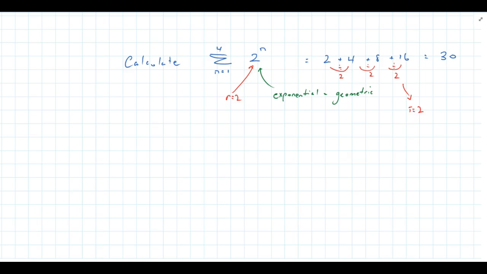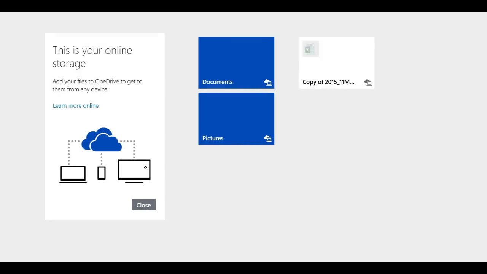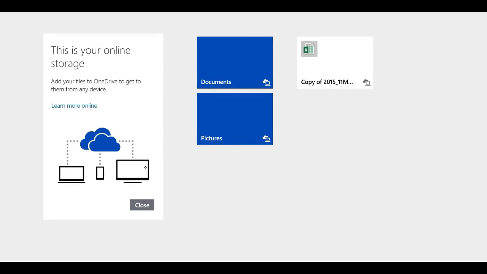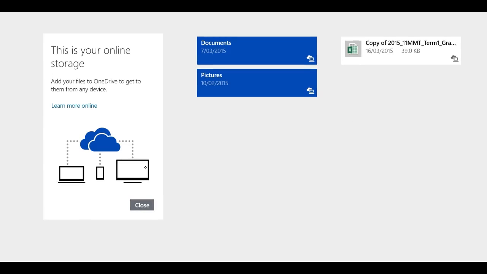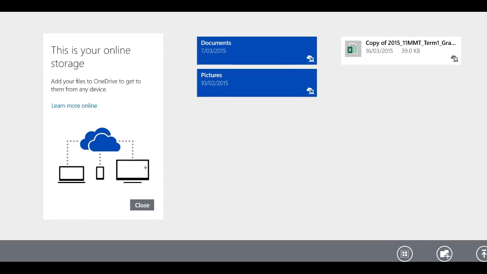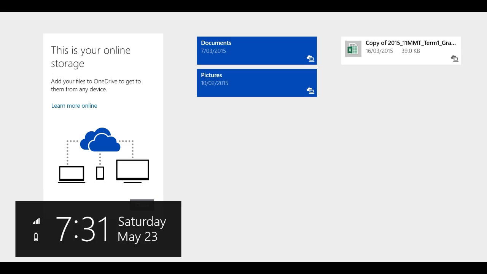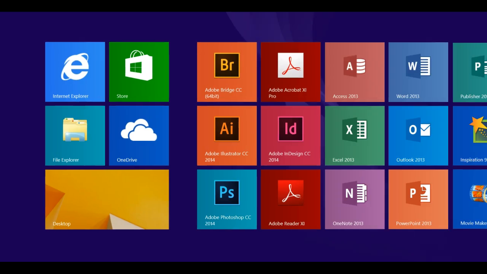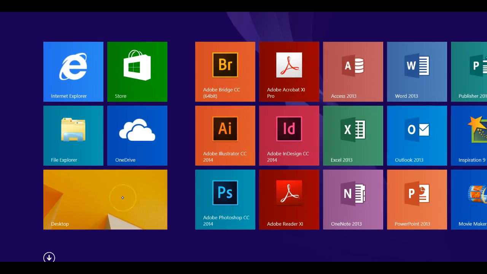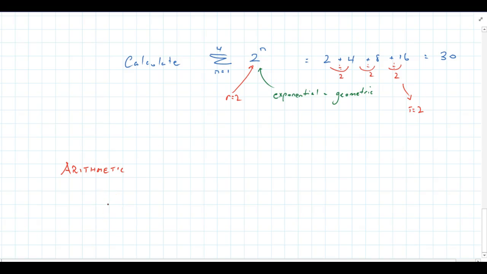So, an arithmetic sum. Just pick my color out here. So an arithmetic series. I don't know what just happened there. I hit the wrong button, didn't I? Okay, get me out of here. That was an extraordinary performance. Let's go back to the start menu, desktop, arithmetic. Let's just be careful what I hit here.